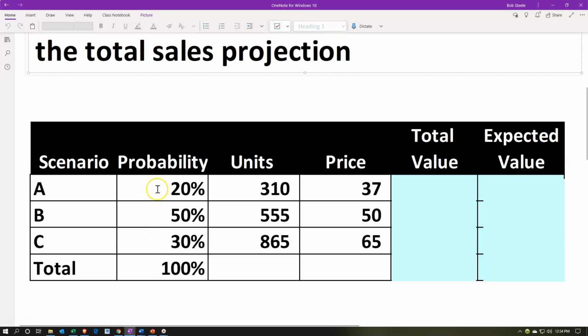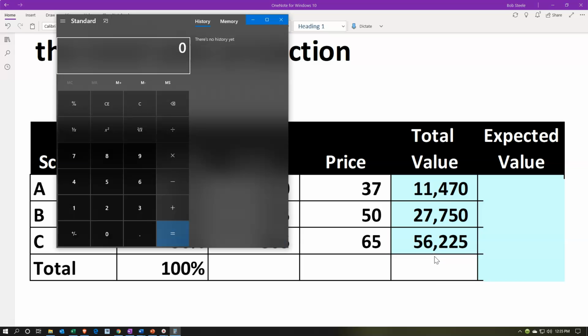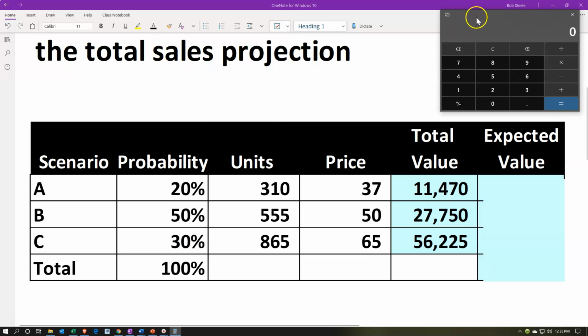In so doing, we can figure out an estimate, basically like an average based on the three scenarios that could be happening. For example, if we took scenario A, the 310 units sold times the price of $37, if that happened, we would have 11,470. If scenario B happened, we'd have 555 times the $50, which would be 27,750. And if scenario C happened, we would have the 865 units times the $65, which would be 56,225. So then we're going to consider which of those scenarios is actually going to happen.